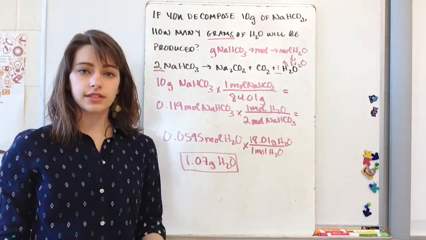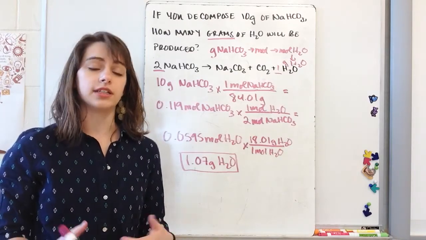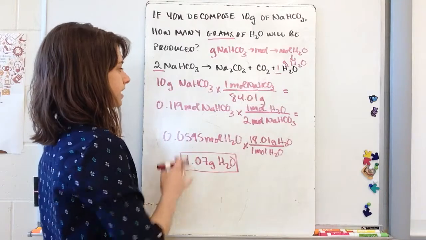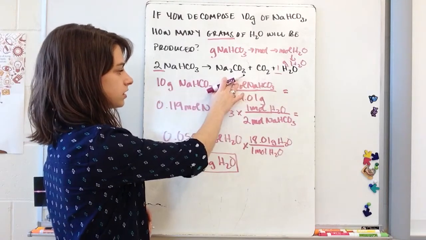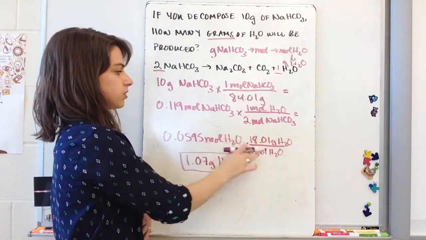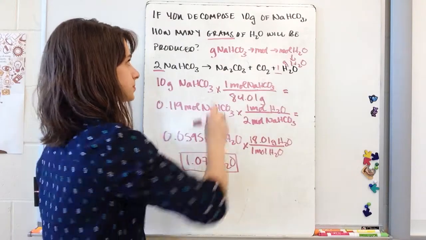So there are several steps to this problem, but each individual step is fairly simple. It's just a matter of keeping the steps in the right order and making sure that you do everything. So we had to go from grams to moles, then moles of one substance to moles of another, and then back from moles to grams of our new compound. So let's do one more example.